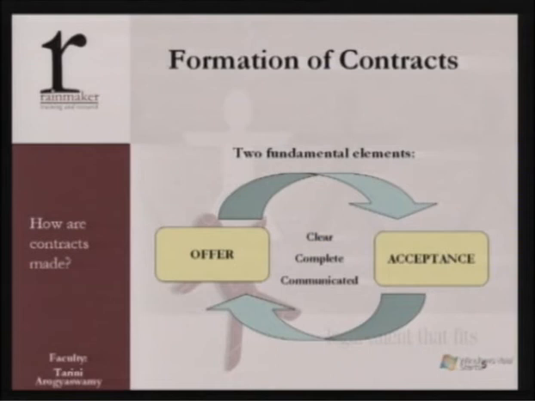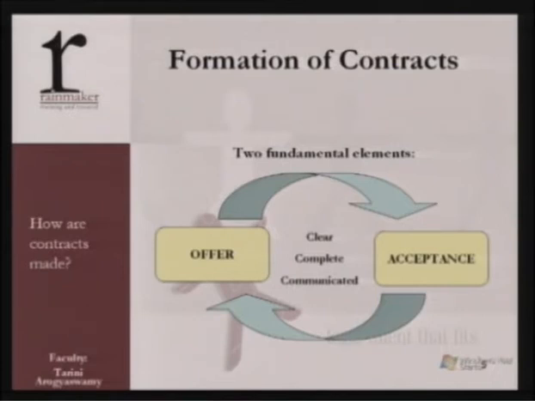Let's look at the first step of this process, formation of contracts. There are 2 fundamental elements that are absolutely necessary: the offer and the acceptance. The offer is the willingness to enter into a binding legal arrangement. The offer and the acceptance must both be clear, complete, and communicated.